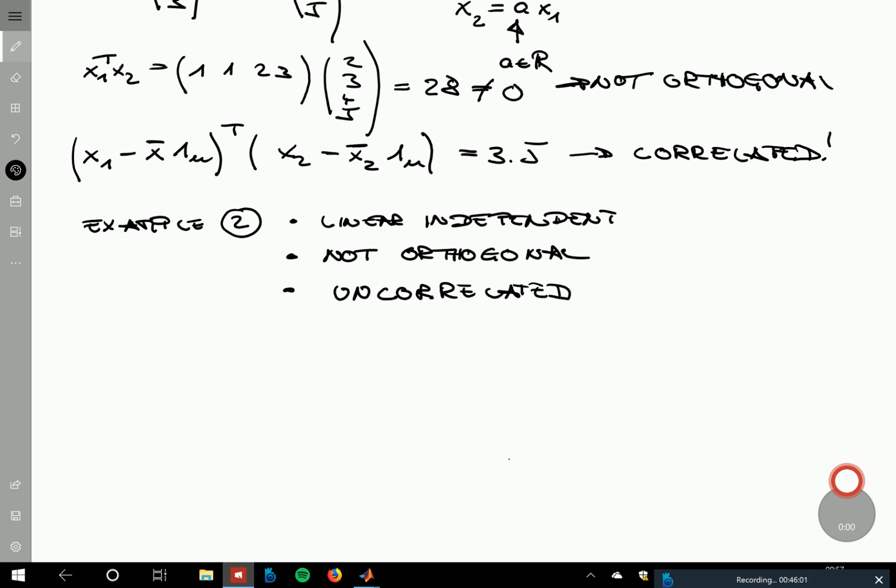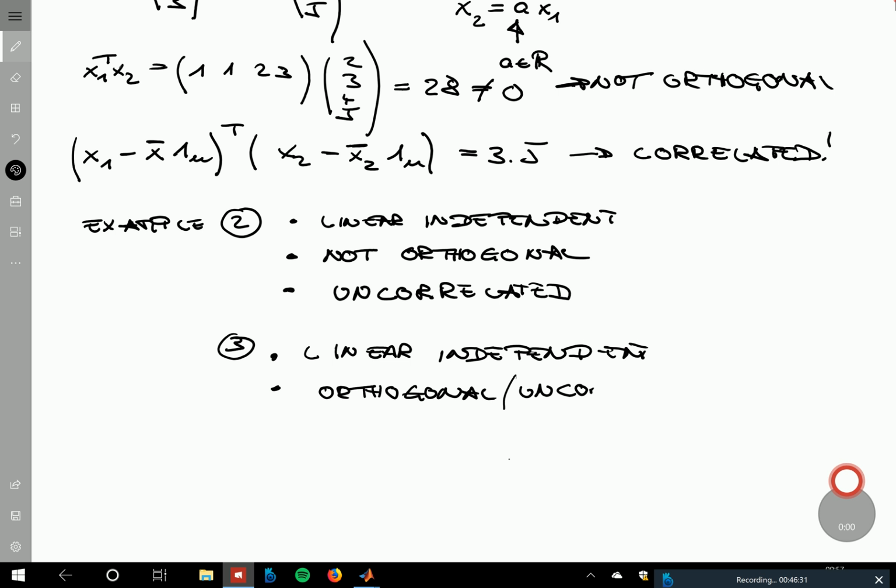And the last example is an example for the case where the two regressors are again linear independent, and they are both orthogonal and uncorrelated. To familiarize yourself with these concepts, I strongly encourage you to compute and see for yourself that what I just wrote here is true. Maybe you also find some typo, then let me know.